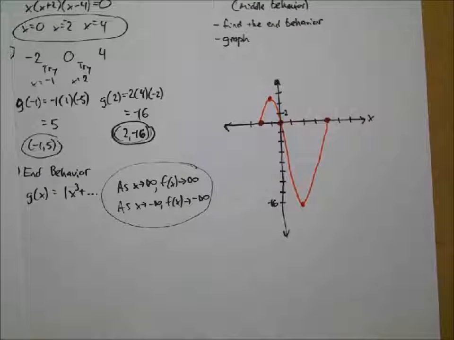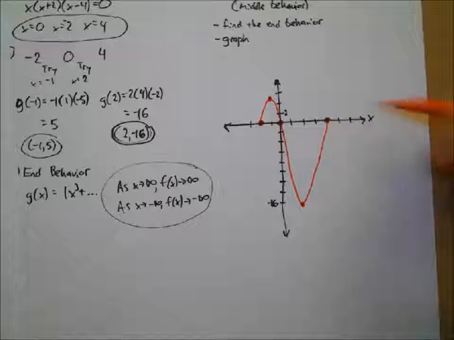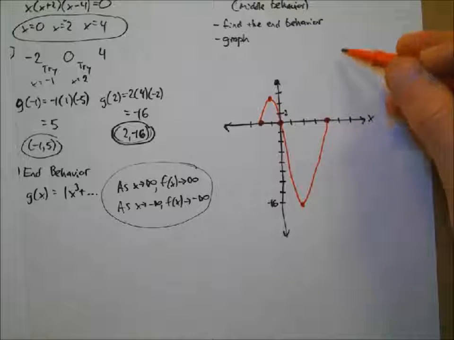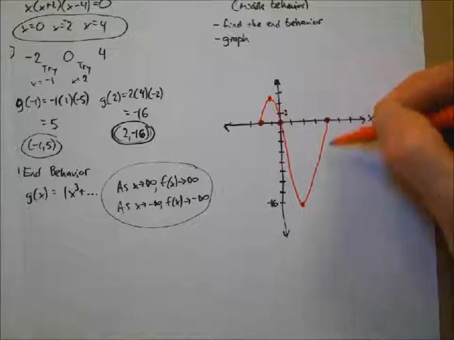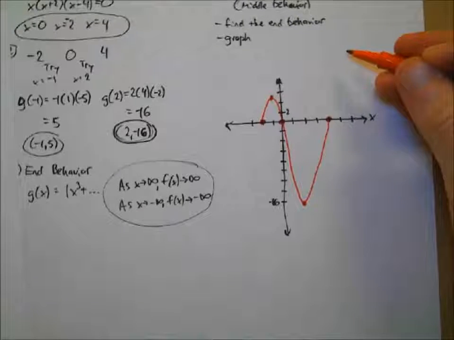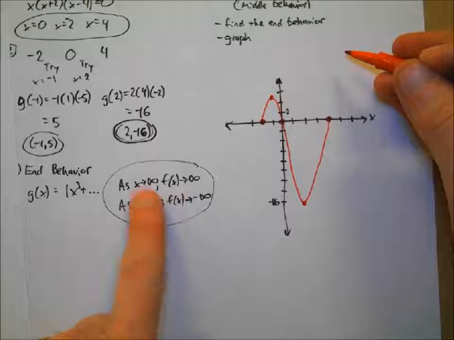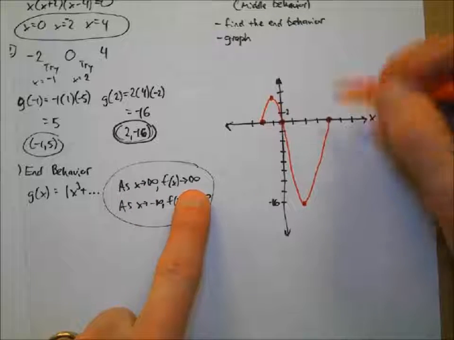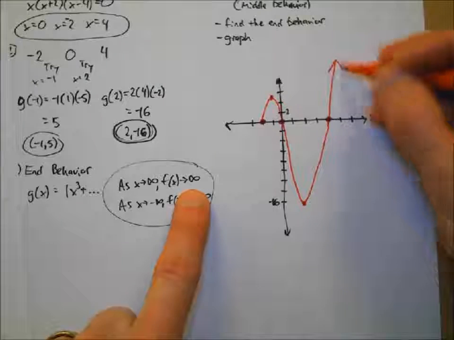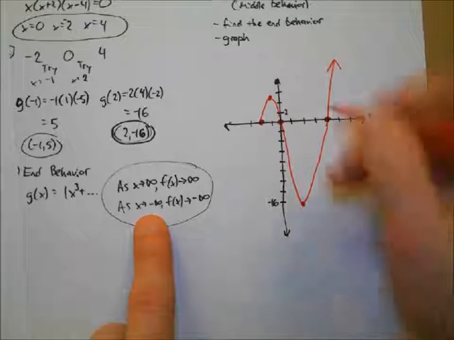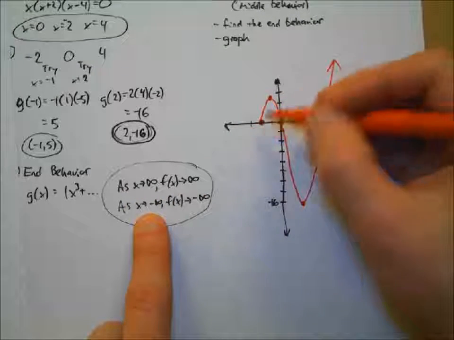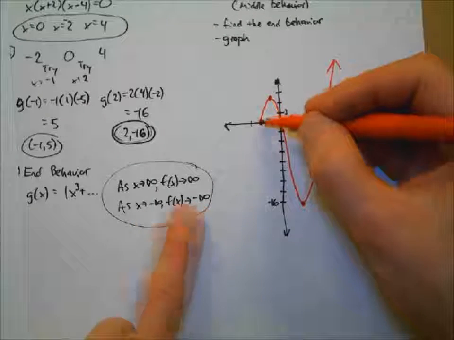So that's all of our zeros and all of our middle behavior points. But now we have to add in our end behavior. As I go to the right here, it looks like I should just keep going up to positive infinity. Is that what my end behavior says? As x approaches infinity, f of x approaches infinity. Yes, I should keep going up. As x approaches negative infinity, as I go further to the left, I should go towards negative infinity, so I do want to go down.